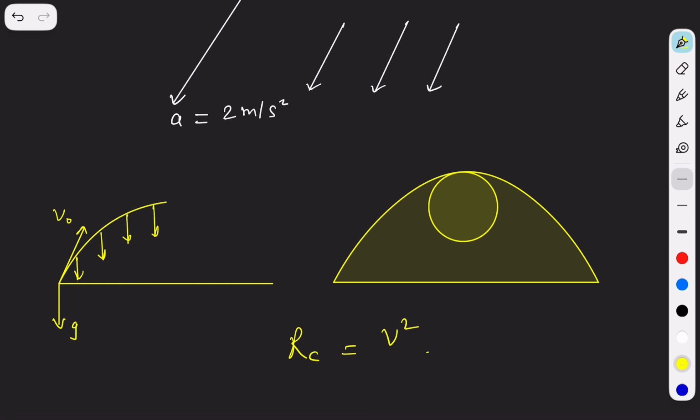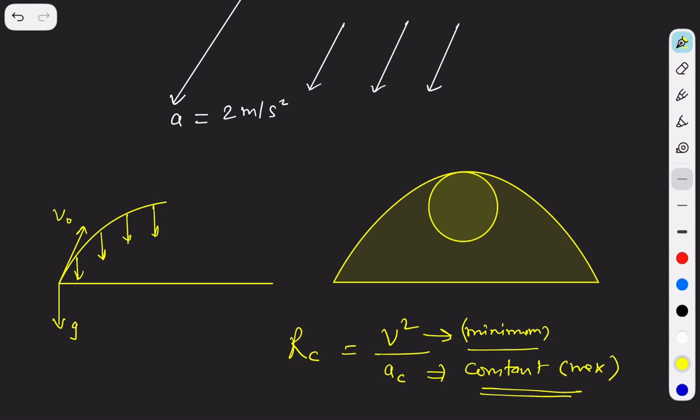At the maximum height, the AC will be maximum because V and G will be perpendicular. So here the AC will be maximum as a magnitude, and of course the velocity will be minimum at this moment. So automatically we can say the minimum radius of curvature possible during the journey of this particle would be when the particle is at its maximum height.